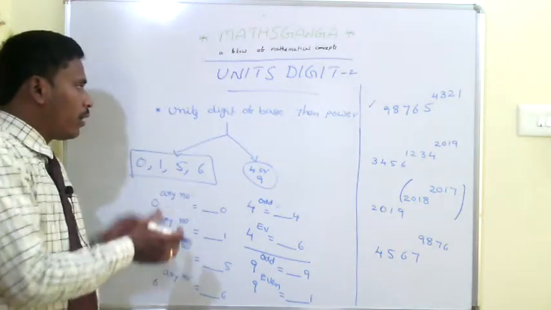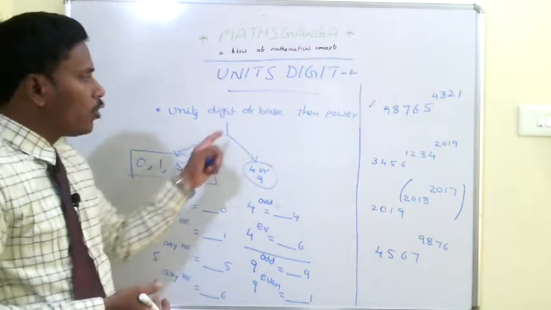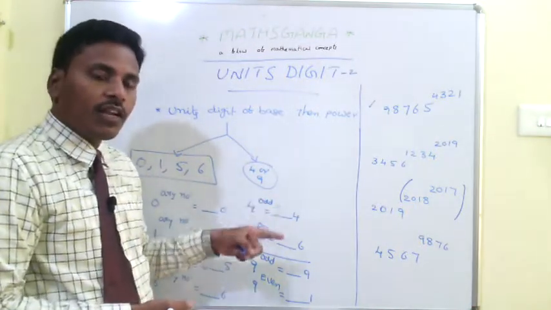So if the unit digit of the base is 0, 1, 5, 6, then we move like this. If the unit digit of the base is 4 or 9, then we just observe whether the power is even or odd.